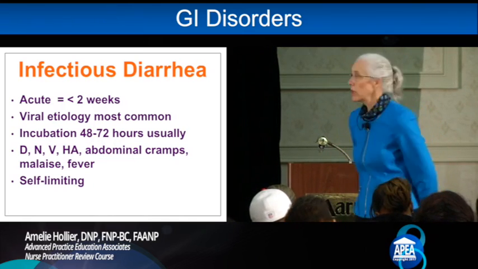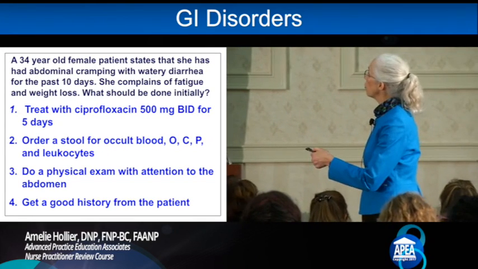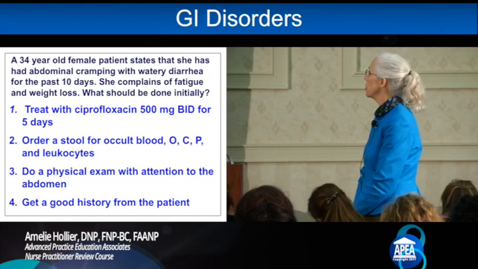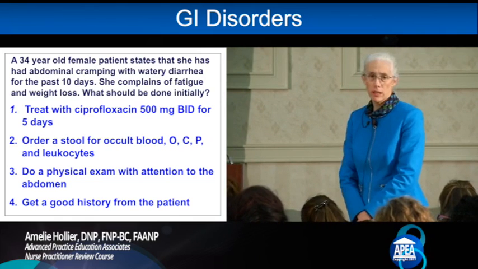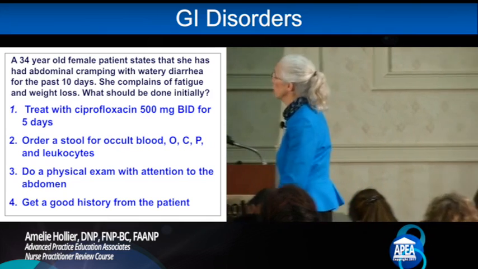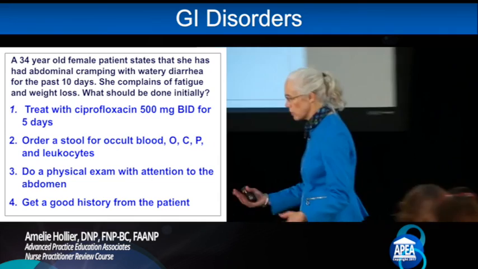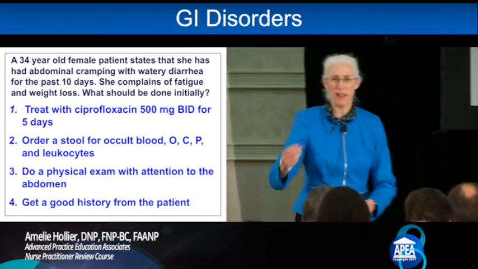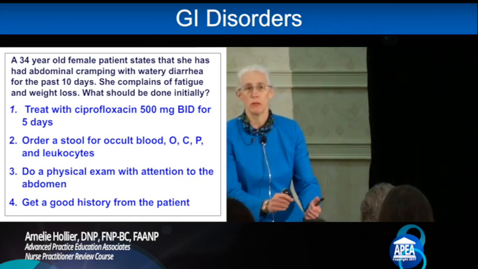Here's your patient. A 34-year-old female states that she's had abdominal cramping with watery diarrhea for the past 10 days. She complains of fatigue and weight loss. What should be done initially? Well, listen, I need to make sure you get this point, especially for your exam. But you know what, in practice too, because sometimes we just have this reflex. Oh, 10 days of diarrhea. Oh, let me give you a prescription of Cipro.